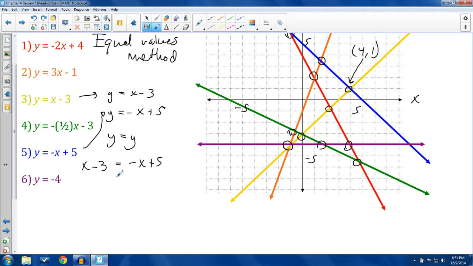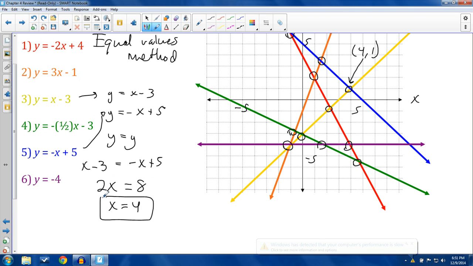I'm only going to do this maybe 4 times total because I'm sure this is running over an hour. And I did say I was going to make it shorter. Too bad. Add x to both sides. I'm going to save time by doing the equations a little more quickly. Add 3 to both sides. 2x equals 8, divided by 2, x equals 4.